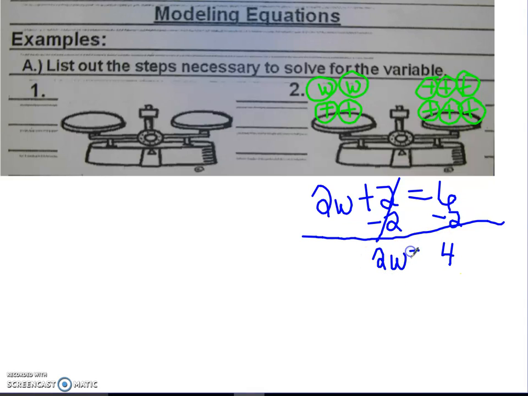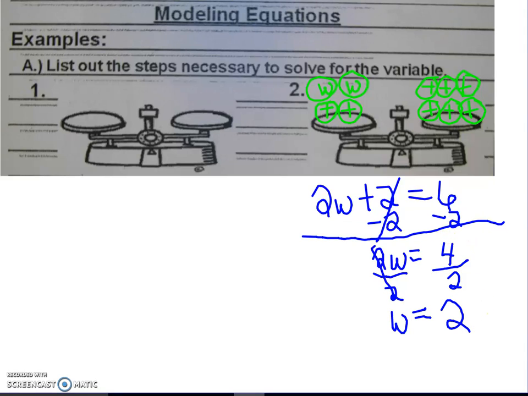Okay, the 2 and the w are multiplying. The inverse, or the opposite, is division. So I'm going to divide both sides by 2. This cancels out to w. 4 divided by 2 is 2.